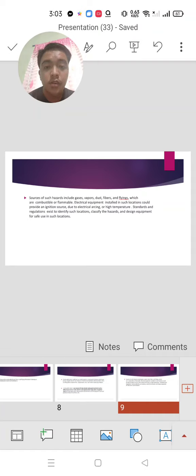Then sources of such hazards include gases, vapors, dust, fibers, and flyings, which are combustible or flammable. Electrical equipment installed in such locations could provide an ignition source due to electrical arcing or high temperature. Standards and regulations exist to identify such locations, classify the hazards, and design equipment for safe use in such locations.